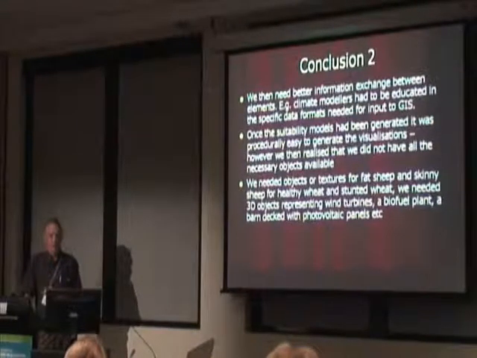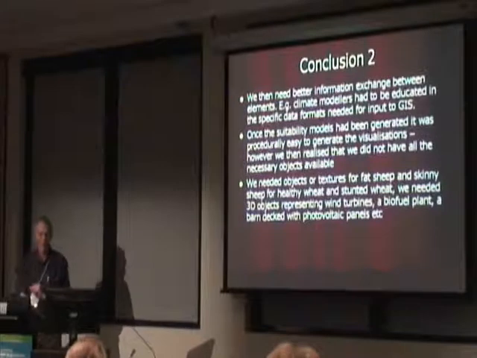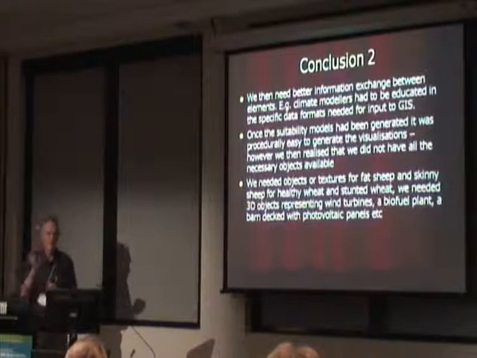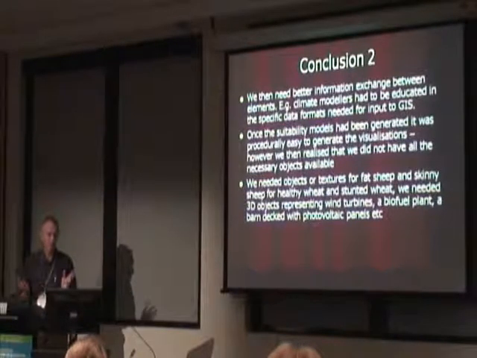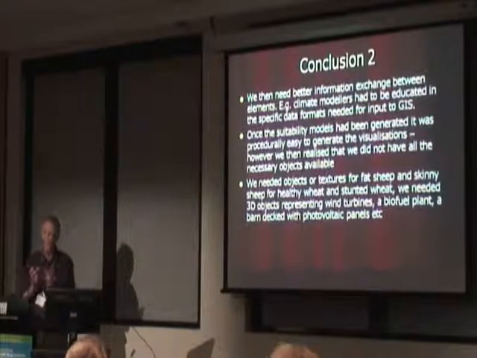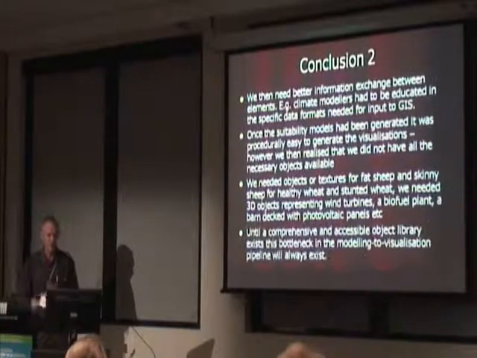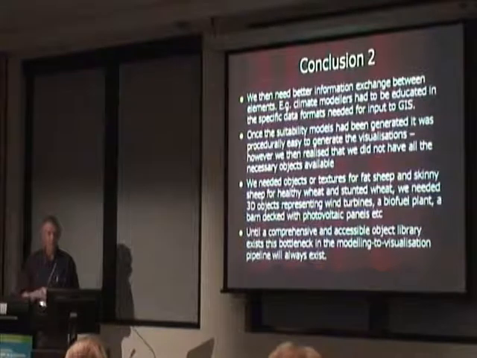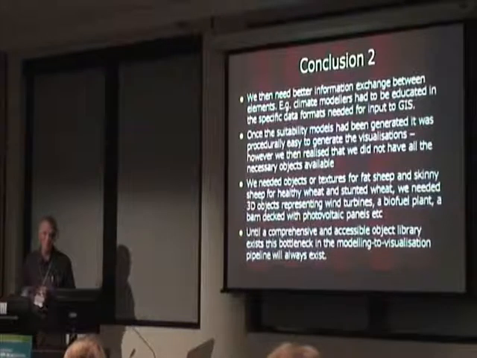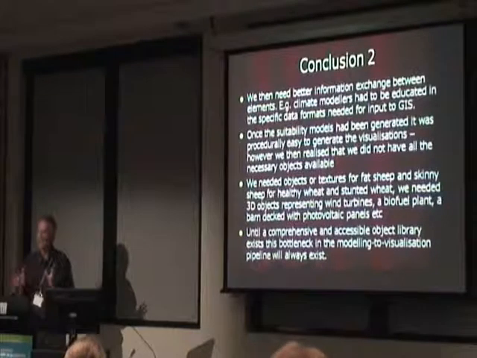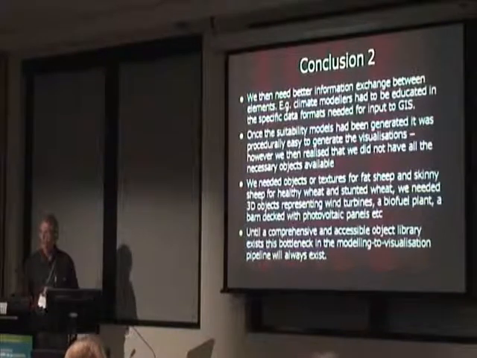You've already seen the fat sheep and the skinny sheep. We also produced, or actually mainly produced at DPI, biofuel plants, use of photovoltaic panels on barns, alternative technologies that help with the whole procedure. And finally, the point I've already made, and it's just reinforcing what has been said before, that without a comprehensive and accessible object library, there's always going to be a bottleneck in this visualisation process.